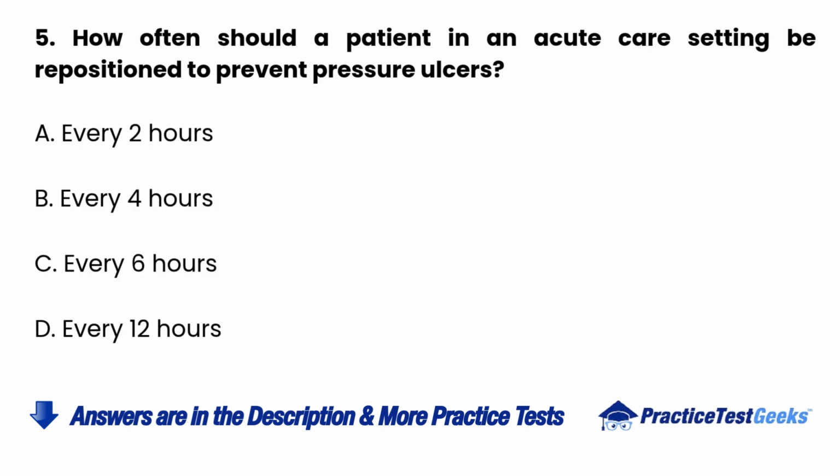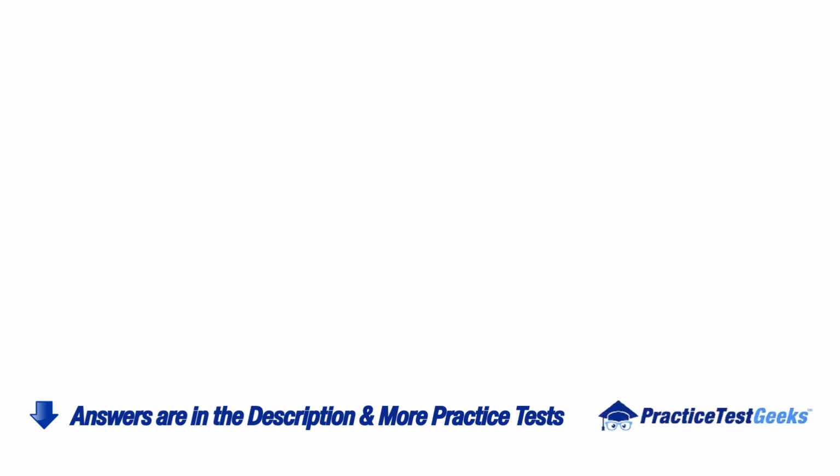5. How often should a patient in an acute care setting be repositioned to prevent pressure ulcers? A. Every 2 hours. B. Every 4 hours. C. Every 6 hours. D. Every 12 hours.